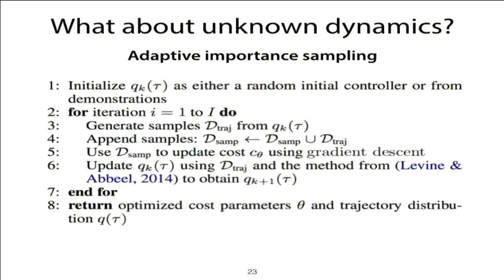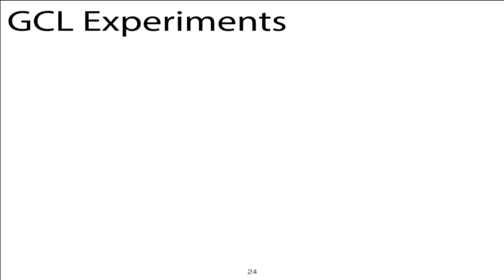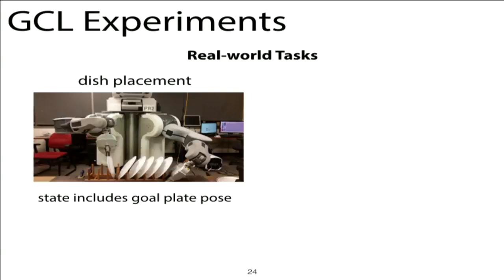Okay, so far it's been all math and algorithmic. What does this actually look like if you run this on a real robot, on a real system? We also ran this on simulated domains, but the real world domains are more exciting to watch. The first task we did was to place a dish into a dish rack. And in this case, the state included the goal pose of the plate.